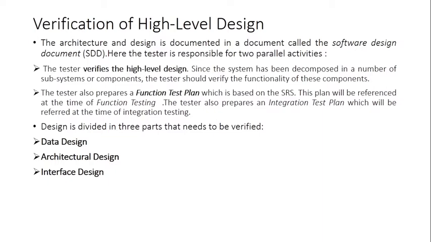Then verification of high level design. So we know that we have two types of designing, system design and detailed design, right? So the software design document, SDD, is prepared, and what the tester is supposed to do is verify this high level design and prepare a functional test plan, since we are supposed to perform functional testing at the end. So what are we supposed to check in high level design? The data design, architectural design and interface design.